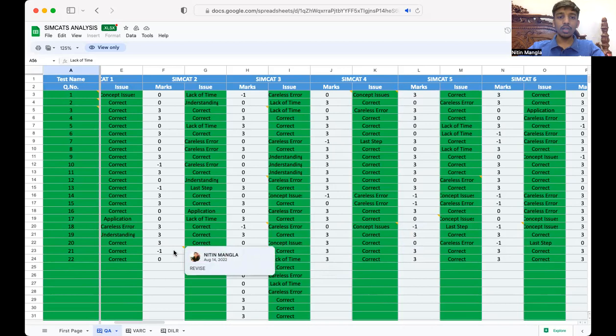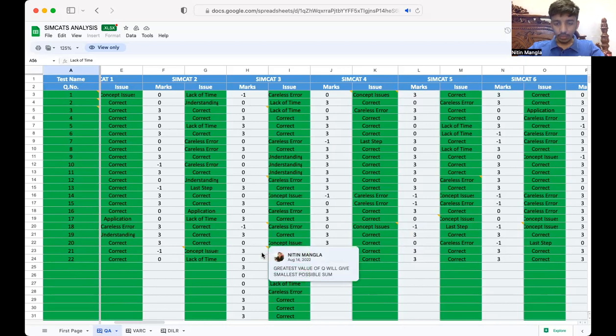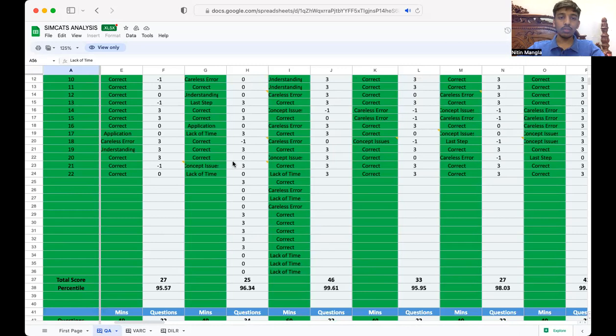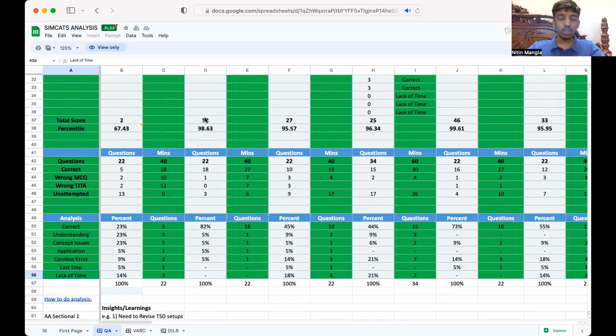Like I marked it wrong. So these are my small ones. I can say binary, I didn't know how to apply it. So this is a careless error. The correct one, so I did find it, what I need to do and all. So this was just about it.